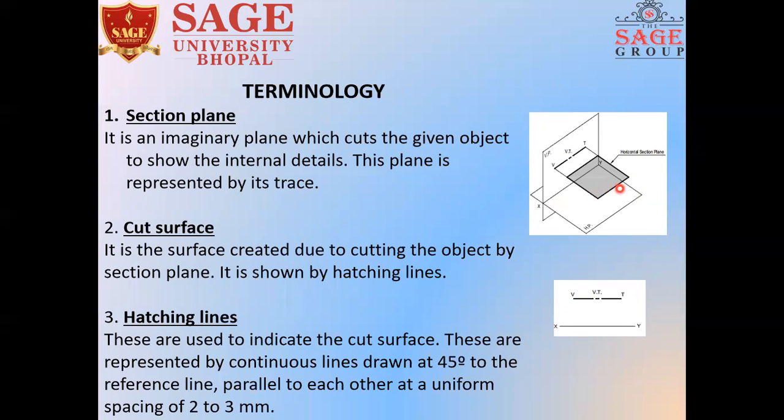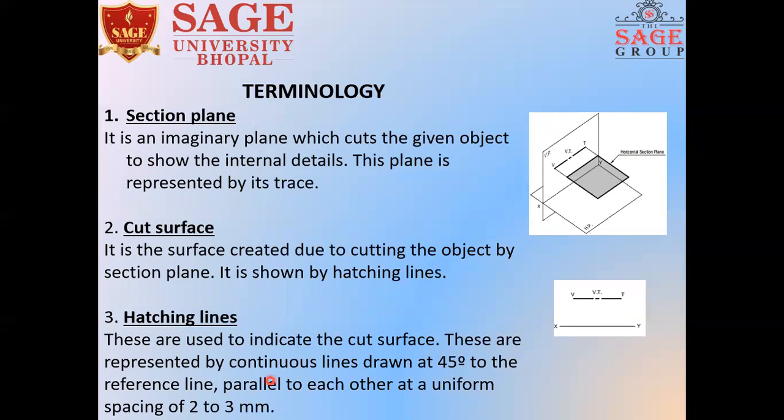Now suppose this is our section plane. In this condition I'm taking it parallel to HP. This one is the trace which is generated on the vertical plane. Clear? Now the second point is the cut surface. It is the surface created by cutting the object with a section plane. It is shown by hatching lines. Third one is the hatching line. These are used to indicate the cut surface. These are represented by continuous lines.